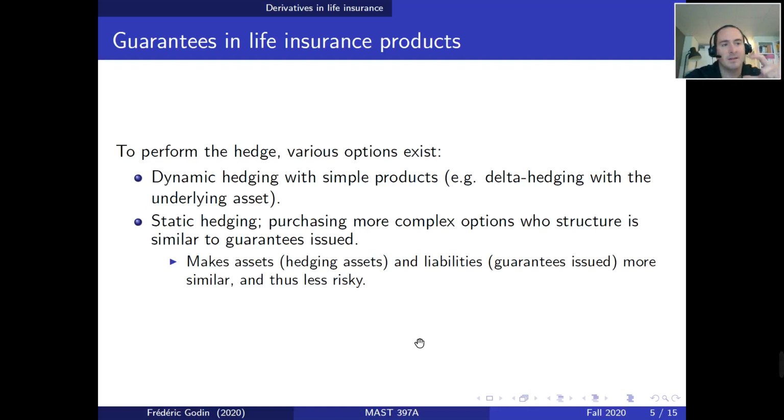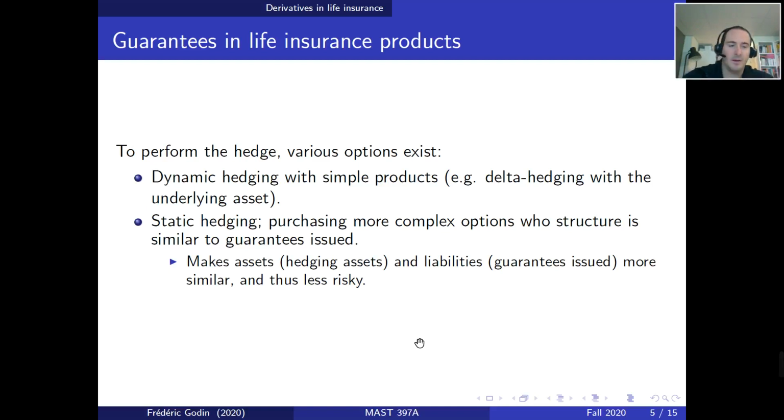it entails not rebalancing the portfolio at every period, but instead you purchase a single time assets or more complex options whose structure is similar to the guarantees issued. So that automatically the payoff of the hedging assets you purchase look like the payoff of the guarantees, so that if for example guarantees provide a payoff of, I don't know, 1 million to policyholders, well, your hedging asset should provide you also roughly 1 million to offset the risk and protect the insurance company.